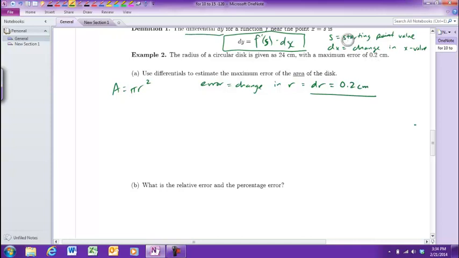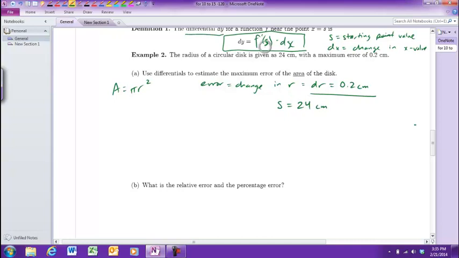And we also need a starting value. And s, we're assuming that it's about 24 centimeters. So our s value is going to be 24. When we did linearization, we would often find a p-value, and that p-value was usually the easy value to calculate. S is the same way. We're usually going to want our starting point to be an easy thing to calculate, a nice whole number.